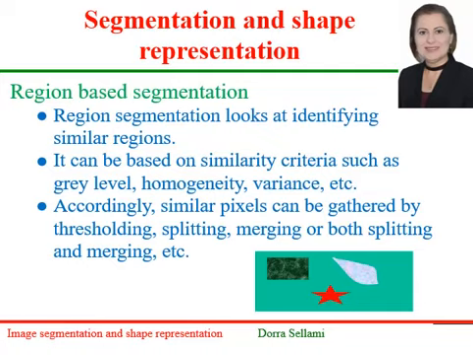Region-based segmentation looks at identifying similar regions that can be based on a similarity criterion, such as gray level, homogeneity, variance, etc. Accordingly, similar pixels can be gathered either by thresholding the whole image pixels, or by splitting subsequently non-homogeneous regions in the image, or by merging subsequently similar regions, or both splitting and merging.